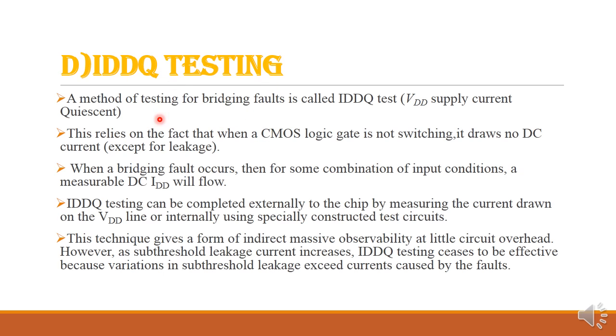This fault can be identified using IDDQ testing. It is the VDD supply current quiescent, that is due to the leakage. By verifying the leakage current value, we can test the circuit. When a CMOS logic circuit is not switching, there should not be any DC current flow. But due to some input combinations, there will be some DC current flow, that is the leakage current. By measuring that leakage current, we can say whether the circuit is a correct one or a defective one. So this is called IDDQ testing.